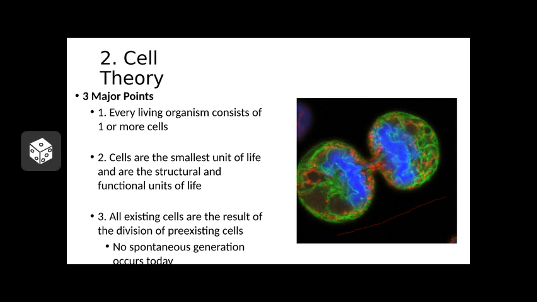Third, all existing cells came from pre-existing cells. So what that tells me is that if this cell exists, I know it exists because another cell decided to divide. Cells come from reproduction, called division, not from something called spontaneous generation.